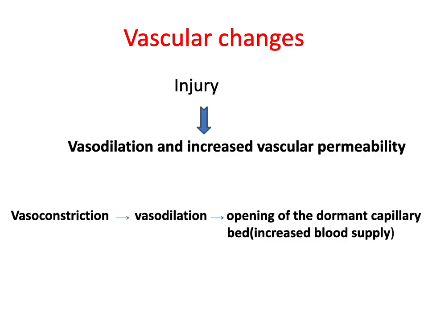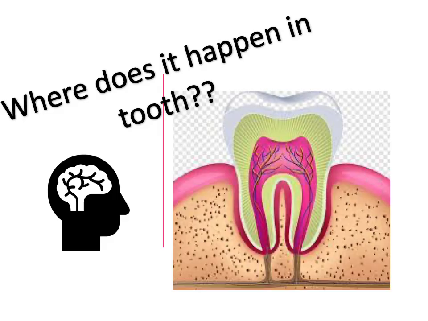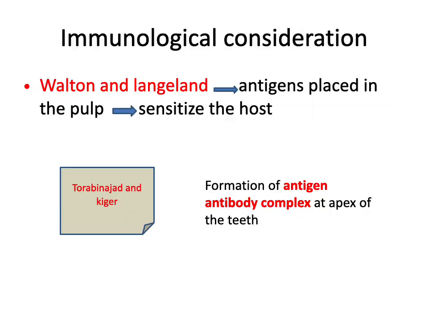In the vascular changes, there is vasodilation. The vessels are actually initially having vasoconstriction. On injury, it has vasodilation. So once there is vasodilation, there is opening of dormant capillary bed which increases blood supply. So this is an image of vascular changes that happens. So where does it happen in the tooth? It happens in the pulpal tissues of the tooth.